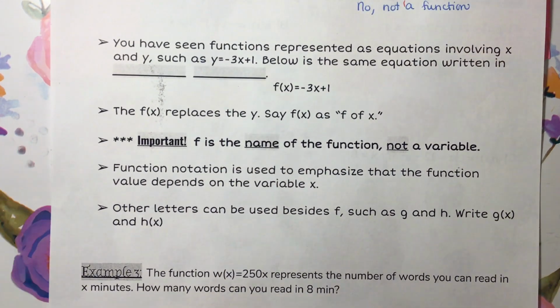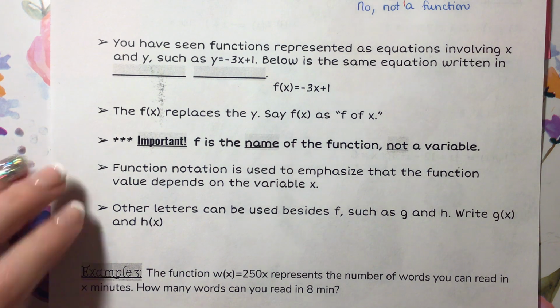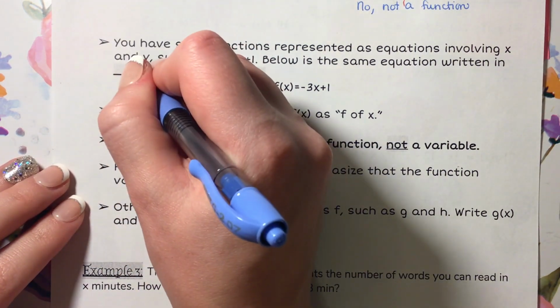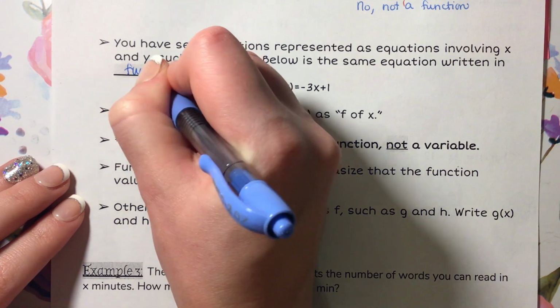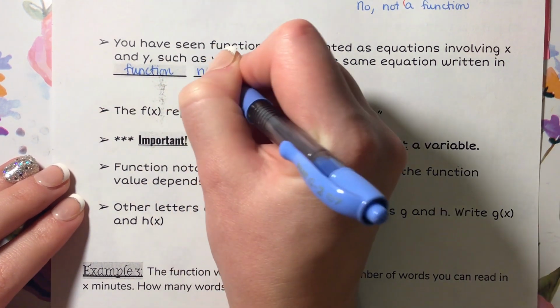Now, we have been talking about functions this whole section, so we are going to talk about something called function notation. So you have seen functions represented as equations involving x and y, such as y equals negative 3 plus x. That is a function. So below is the same equation written in function notation.